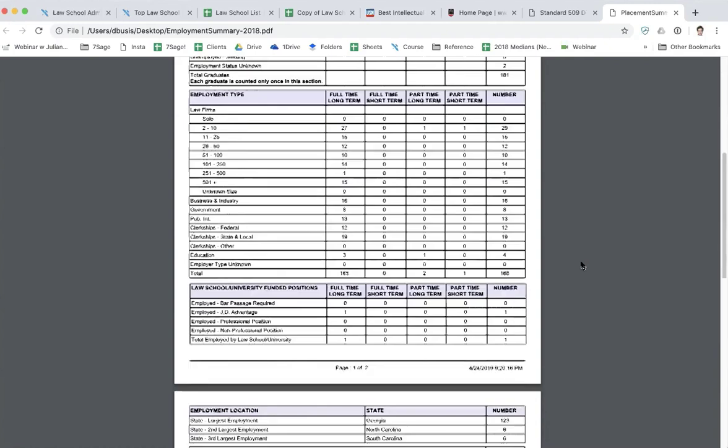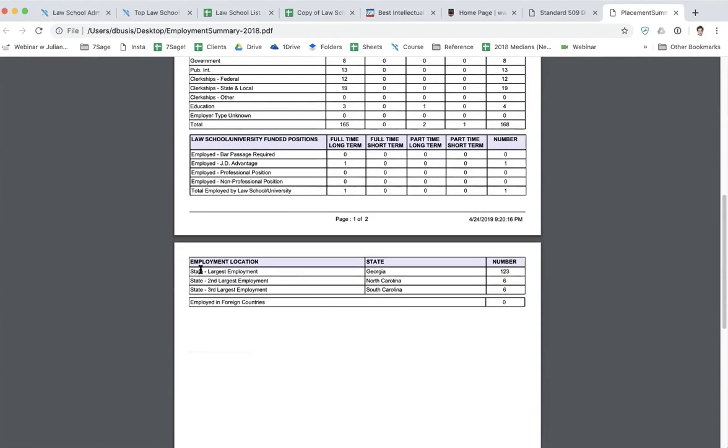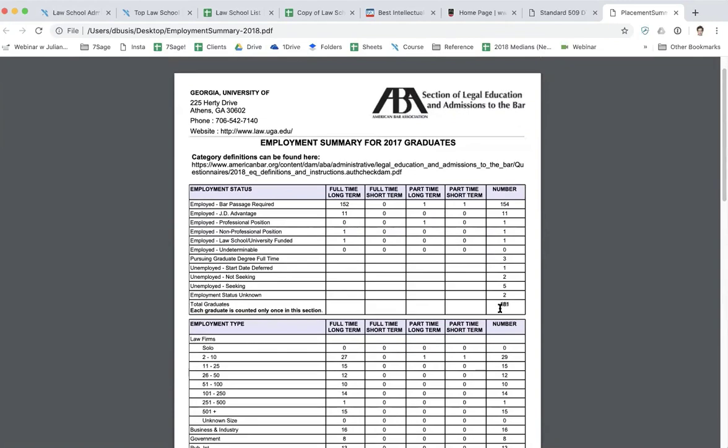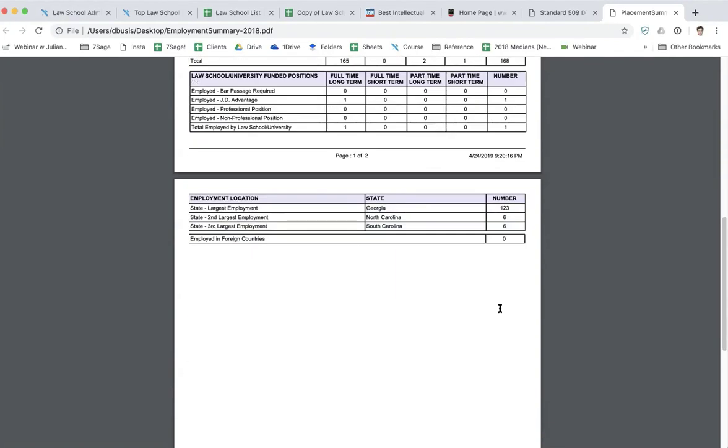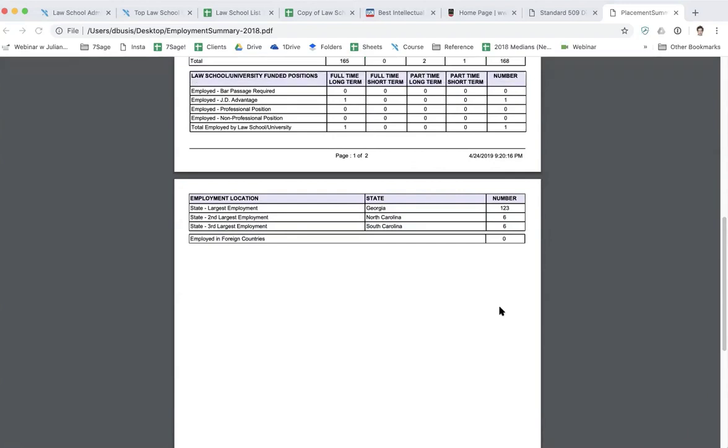Got it. Okay. And then I see down here, we've got some numbers about where people are going. Yeah, so of the 154, probably a little bit more because it normally includes all of the full-time positions, but let's just say the 180 some, which is everyone in their class, 123 of them are staying in Georgia. You can make the assumption that a lot of them are probably going to Atlanta.